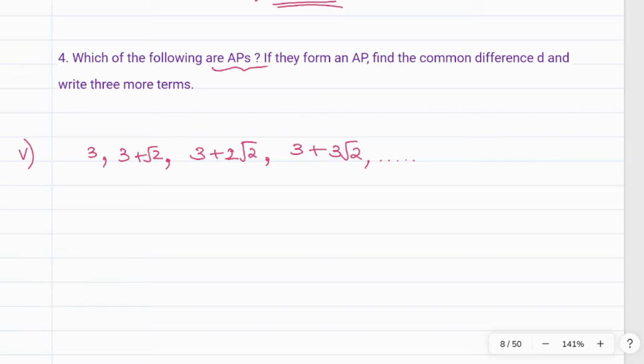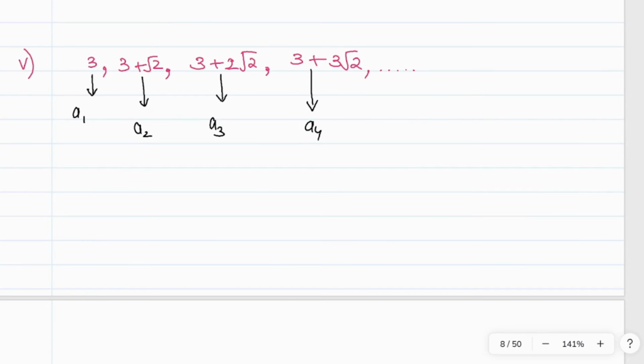Okay, so here what is given? Here this one is our A1, this is A2, this is A3, this is A4, right? So if this is an AP, what can we write? A2 minus A1 should be equal to A3 minus A2, which is equal to A4 minus A3, which is equal to D. If we are able to prove that they all have a common difference D, then we can tell that they are an AP.